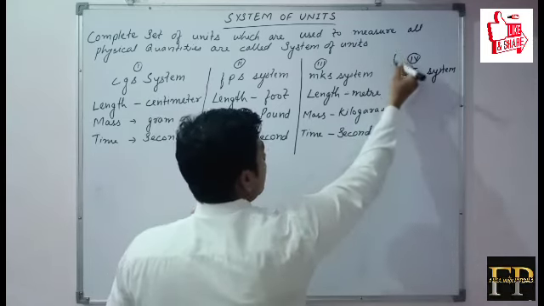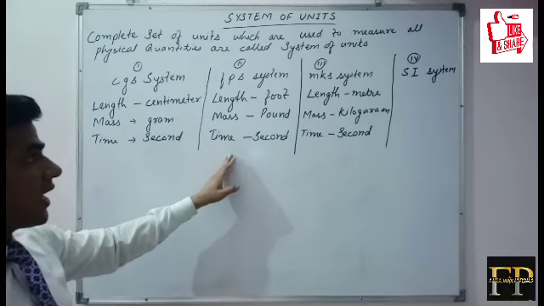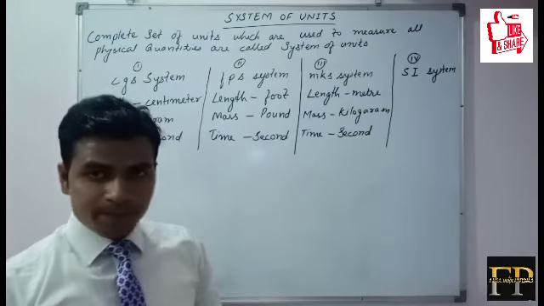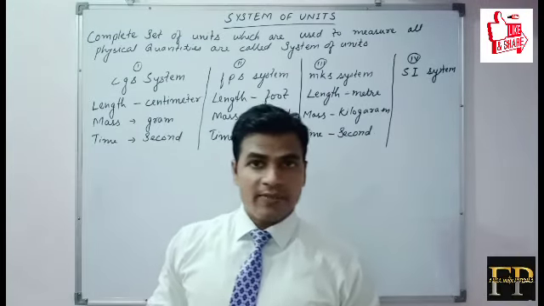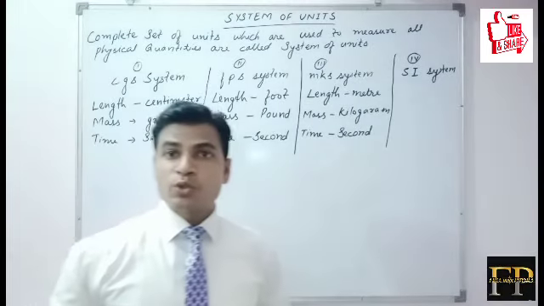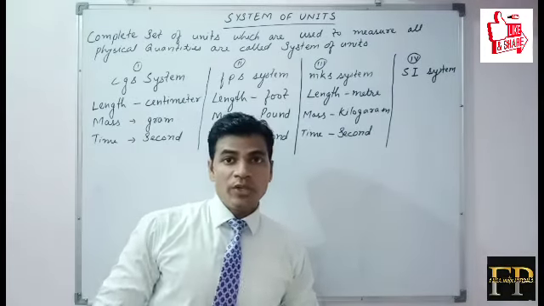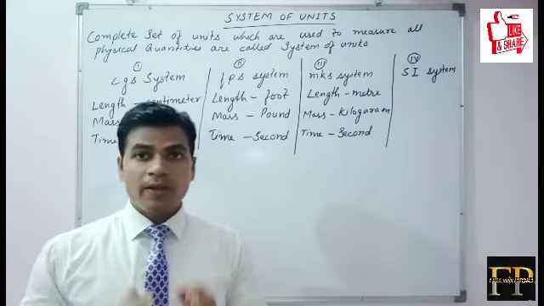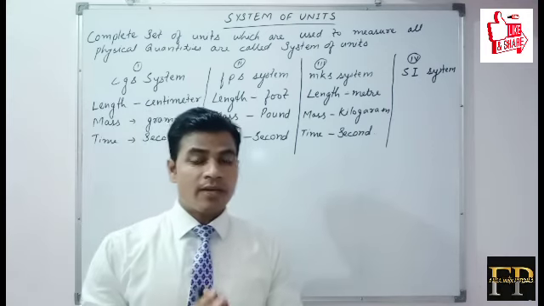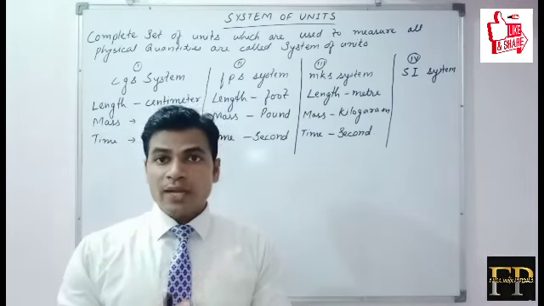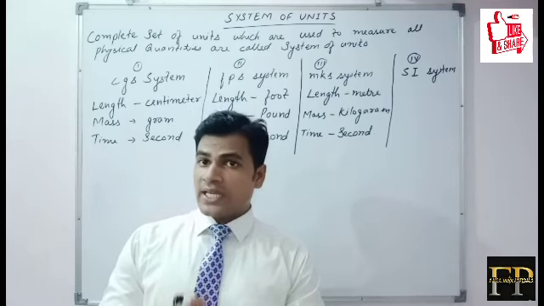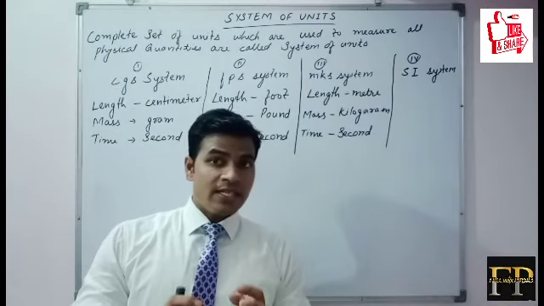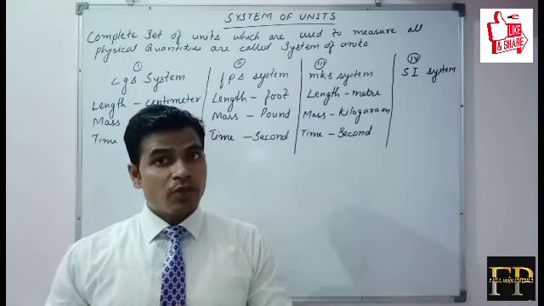But students, all these three systems are either regional, or we can say that these units cannot be scientifically well defined. So we have to choose the units which can be universally accepted and scientifically defined. Listen to me again very carefully. We have to choose such a unit which can be universally accepted, scientifically defined and easy to reproduce.